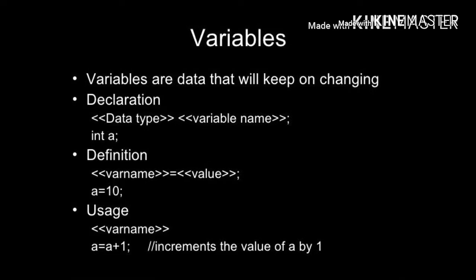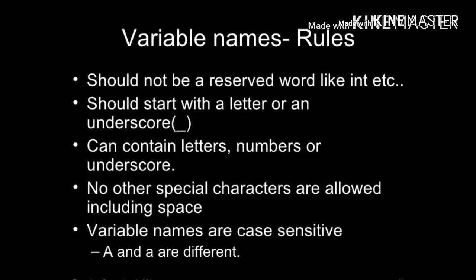Variables are the quantity that can be changed and can store information that can be used by the program. It can be declared and defined by, for example, data type, space, the name of the variable, equals to, the value. For example, int a = 10. Okay. The naming convention is as follows.